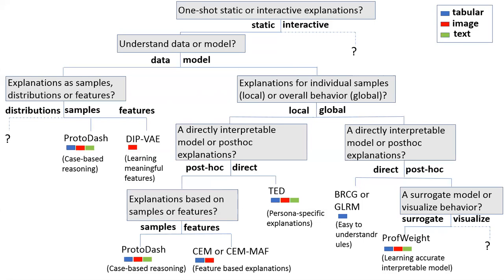welcome. Under the local category, again, you can have something that's more post hoc and the other that's more direct. The direct method that we currently have, we call TED, essentially can generate predictions as well as explanations if the data set is enriched with user-specific explanations. For example, if it's a loan application, the loan officer might put certain comments when approving or rejecting certain loans.